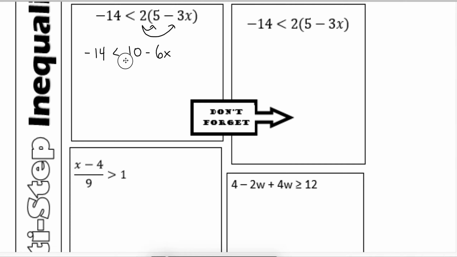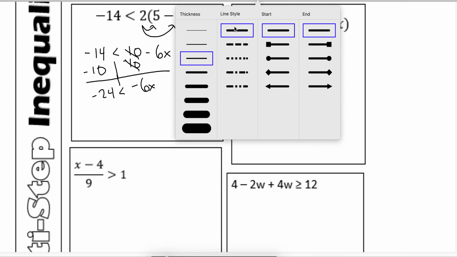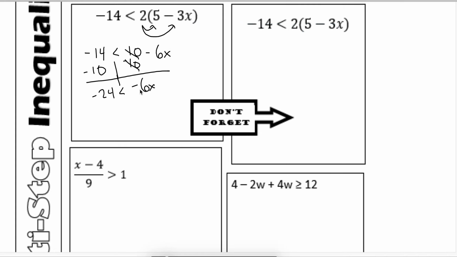Let's get rid of this positive 10. Going to subtract 10 from both sides. Negative 14 minus 10 is negative 24, which is less than negative 6x. Notice, we have a negative here. We haven't done any of these today on this lesson. However, we did this in the last lesson. This negative, we're going to divide by negative 6 on both sides.